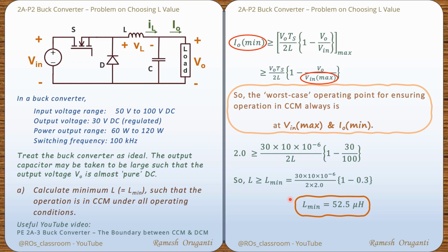In order to be on the safe side, generally it is a practice to take a slightly higher value. You may take 5% more, 10% more, or even 20% more. Next, we will do the corresponding problem with DCM as our desired operation.